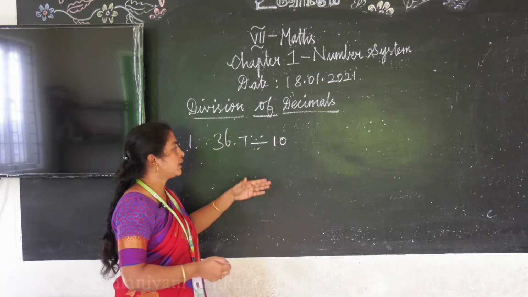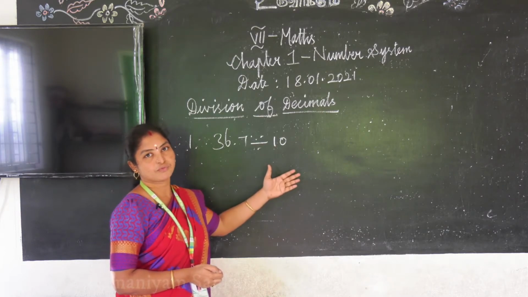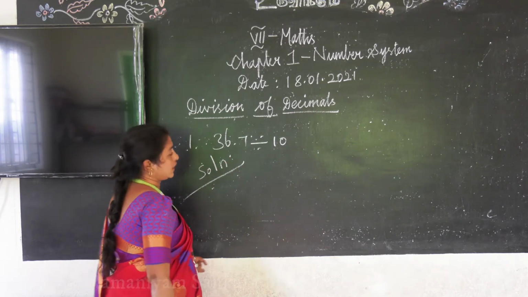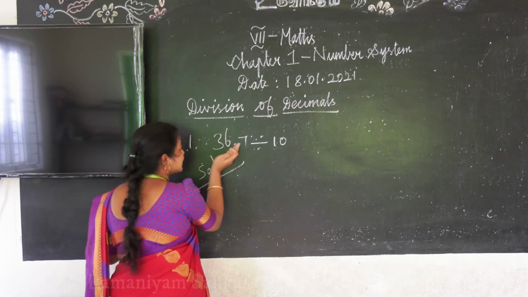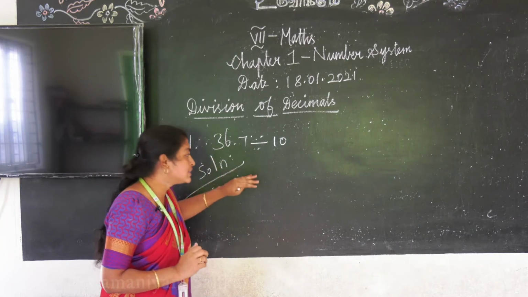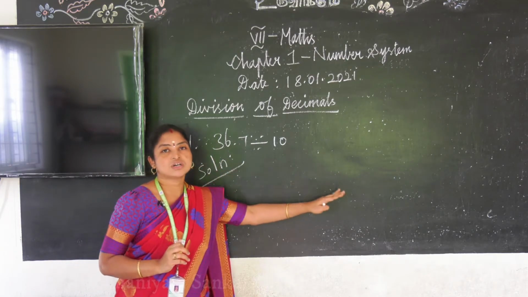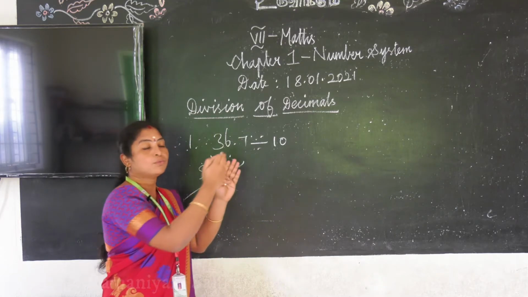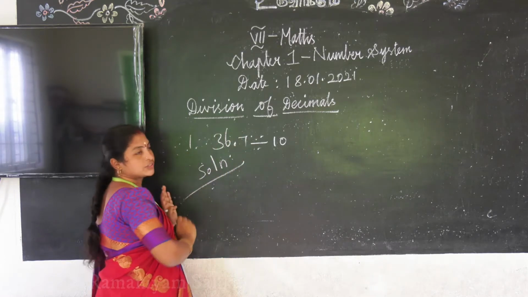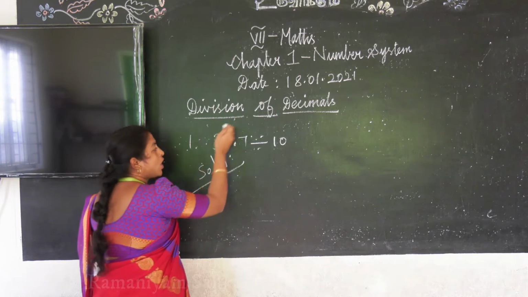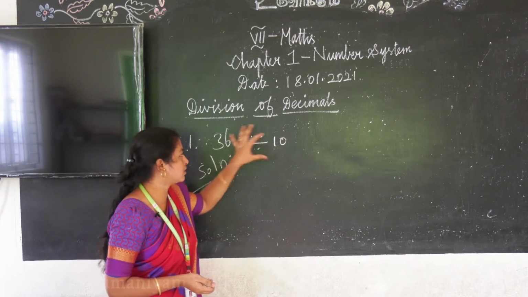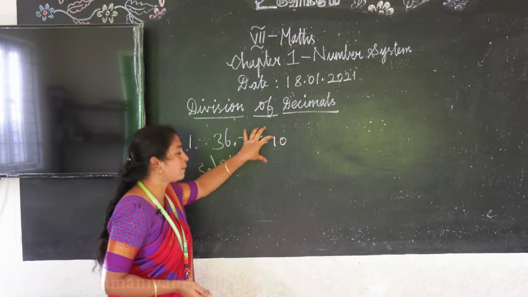Then 100, 1000, those are the powers of 10. See how I am dividing a decimal number by powers of 10. When we divide a decimal number by powers of 10, we have to move the decimal point towards the left side, according to the number of zeros.